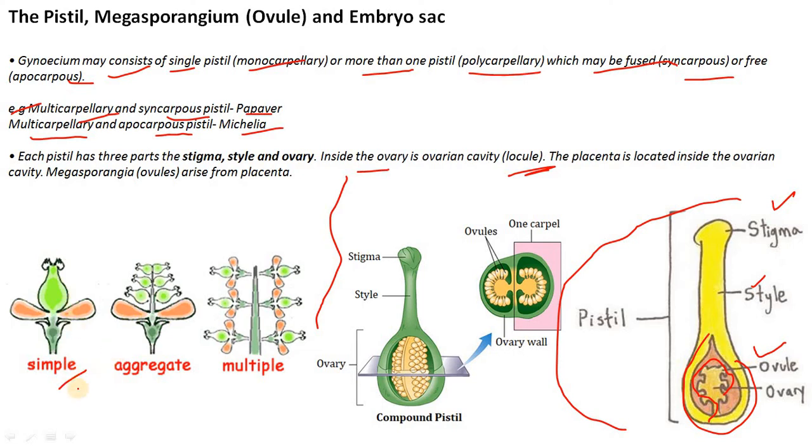for the carpels you may see the simple, aggregate and multiple carpels. There is the monocarpellary or polycarpellary. Monocarpellary means the gynoecium consists of a single pistil, for example peas and beans. Multicarpellary, here the gynoecium comprises more than one pistil. And syncarpous, as I said, is the gynoecium with combined pistils, for example tomato and cucumber. And apocarpous is the gynoecium with free pistils, for example the lotus.